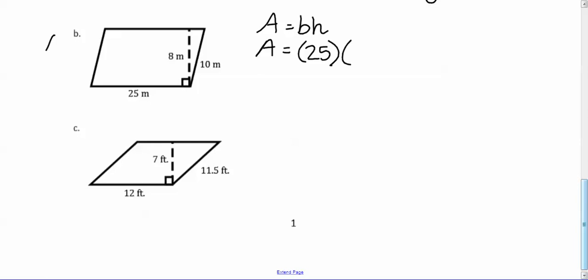All right. And what is our height? So we have to decide between the 8 and the 10. What is the height? Cruz. The 8. Who agrees with Cruz? We're going to pick the 8 instead of the 10. Nice job. All right. So we're going to say 25 times 8. So the area 25 times 8 is what?